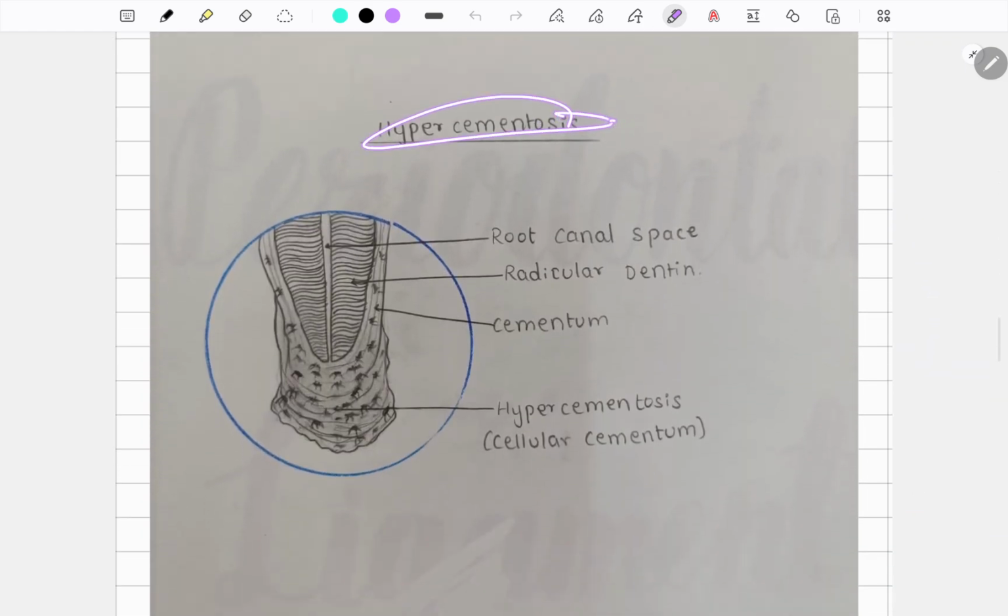Then there is hypercementosis, that is more layer of cementum is formed near the apical portion of the root. So this will be the root canal, radicular dentine, cementum, and it is hypercementosis. Instead of this, it is more of an irregular shape, and there will be more cementocytes also present in this layer.